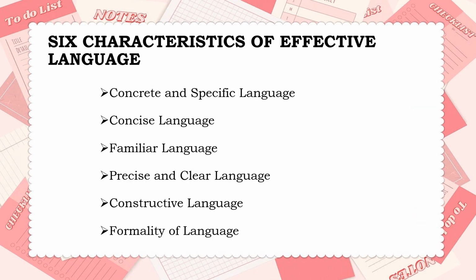There are six characteristics of effective language. We have the concrete and specific language, concise language, familiar language, precise and clear language, constructive language, and the formality of language.